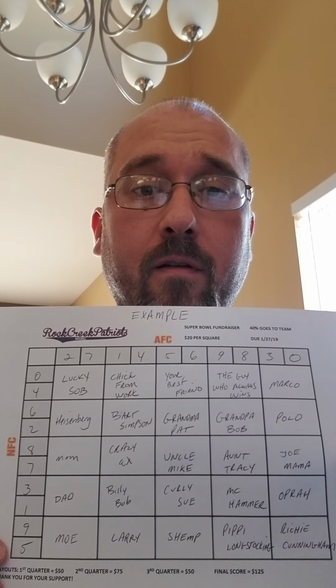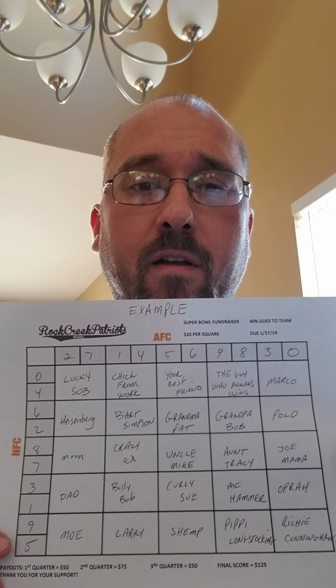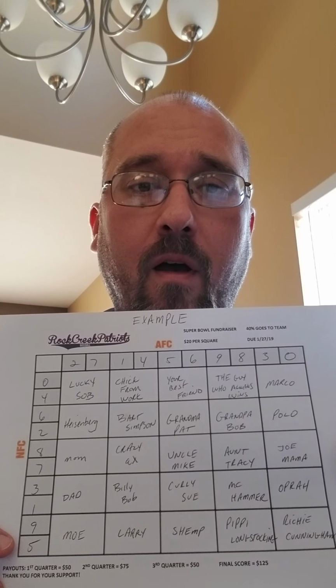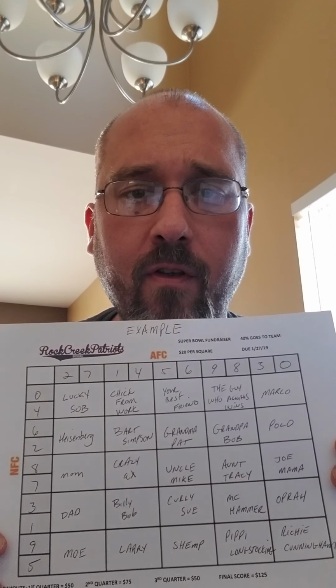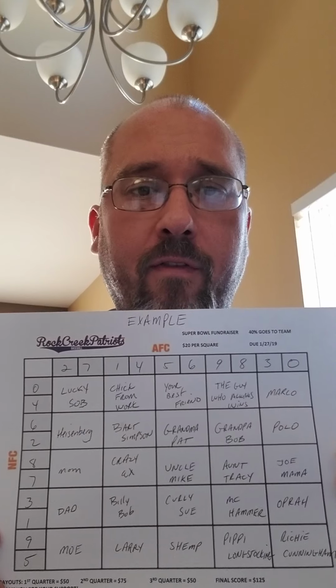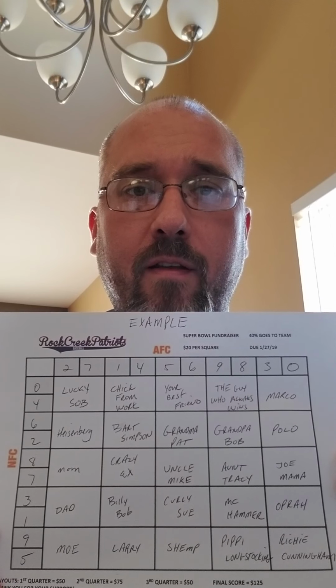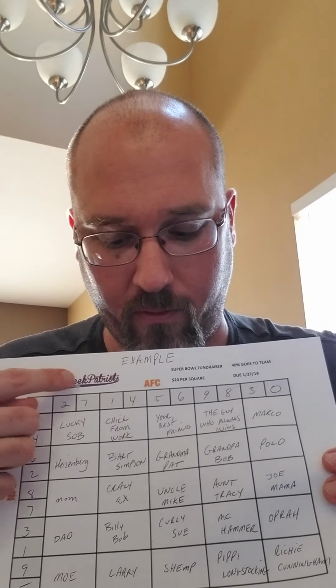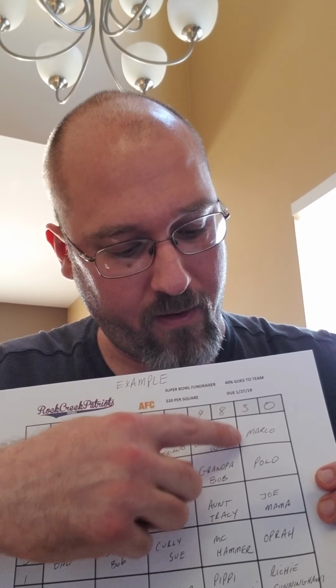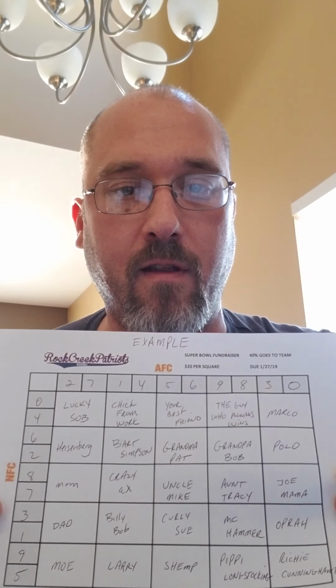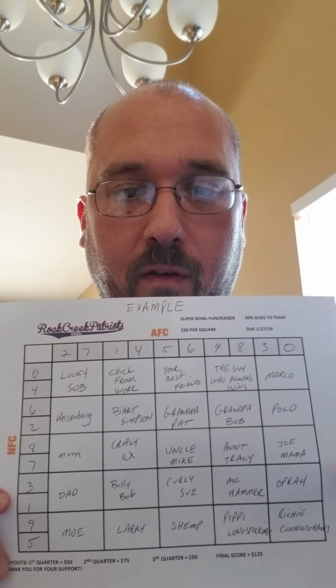If you're not familiar with how a football pool works, winners are paid out every quarter, and you take the final digit in the team's score to determine what square is the winner. So, for example, at halftime, if the AFC team has 13 and the NFC team has 17, you would find the square that has a 3 for the AFC because they had 13, and a 7 for the NFC team because they had 17. So 7 and 3, and Joe Mama is the lucky winner of the halftime score, so they will win 75 bucks.